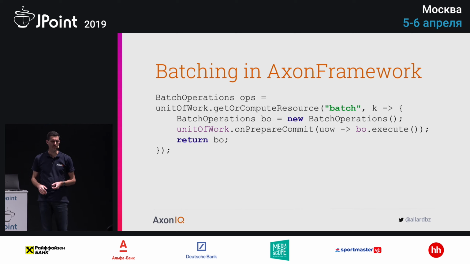So here's a bit of, I would say, semi-pseudocode. It compiles, but this is conceptually how you would do it with Axon. You take the unit of work, you get a computed resource, and you tell that unit of work, if I created that resource, then on the prepare commit phase, so before you actually commit, I want to execute whatever batch operations that I've staged there.